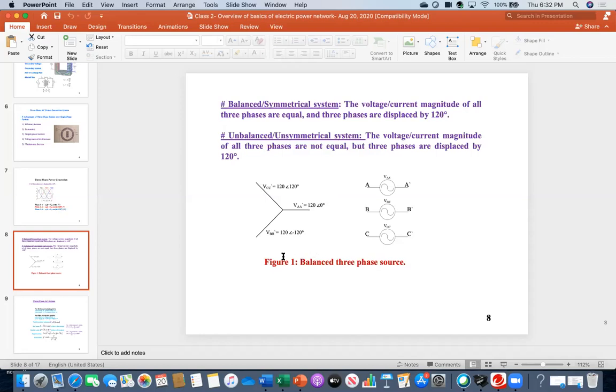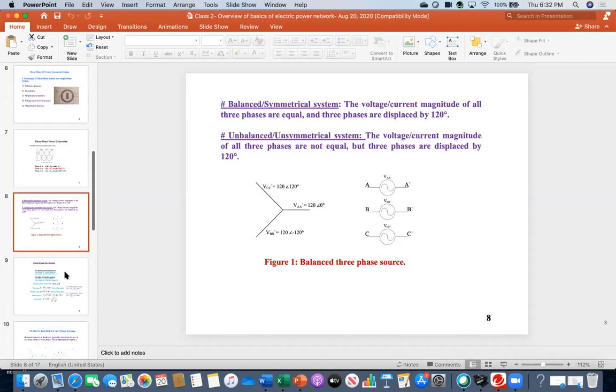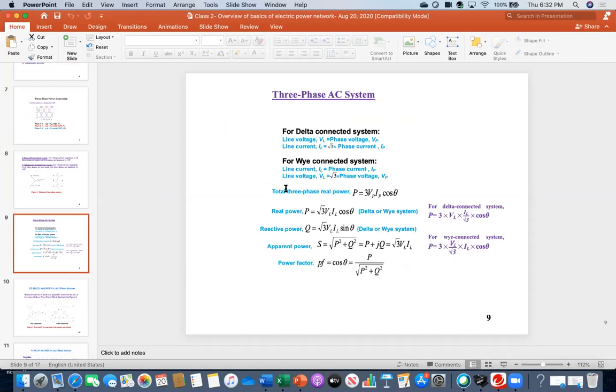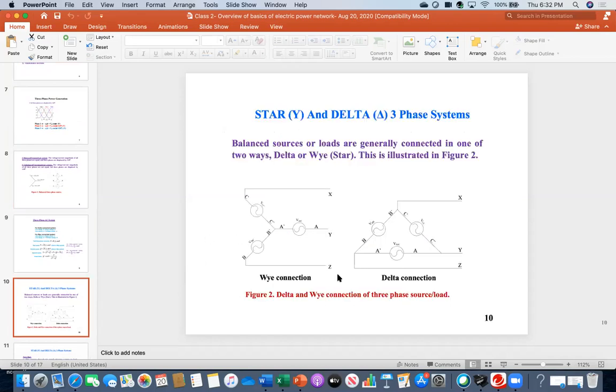Yes. Okay. So, Venkat, I still did not go to that, the Y and delta system. I am going to that. Before slide number 9, let me go back to slide number 10. And now, Venkat, this is actually what you are looking for.